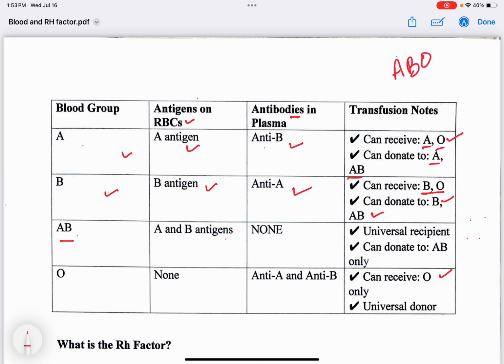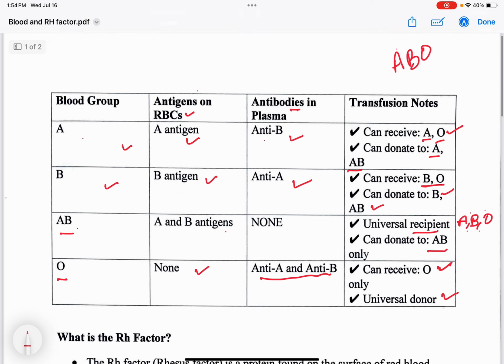Now, AB is a universal recipient. It can get blood from A, B, and O groups, but it can only donate to AB. And the O group has no antigens on the red blood cells, but it has antibodies for both A and B and can only receive from the O group, and it's a universal donor and it can give blood to anyone.